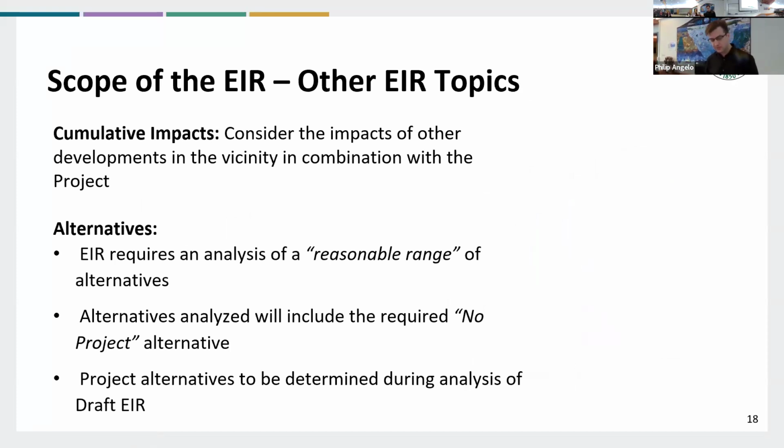The EIR will also consider cumulative impacts of other projects in the vicinity in combination with the project. And as Mike mentioned, it'll include consideration of project alternatives. An EIR is required to provide a reasonable range of project alternatives, and the objectives on the previous slide act as the hinge point for how those different alternatives are evaluated.